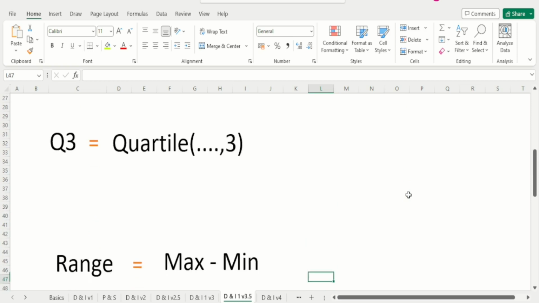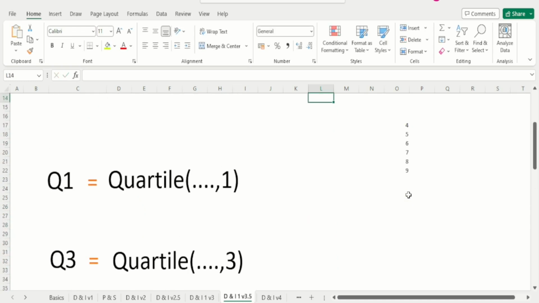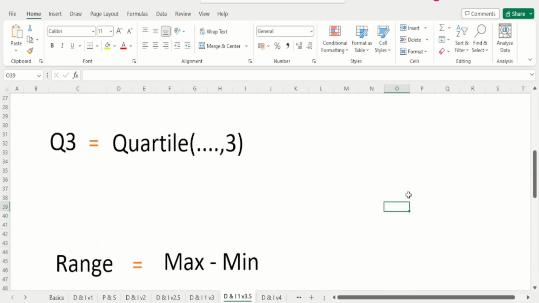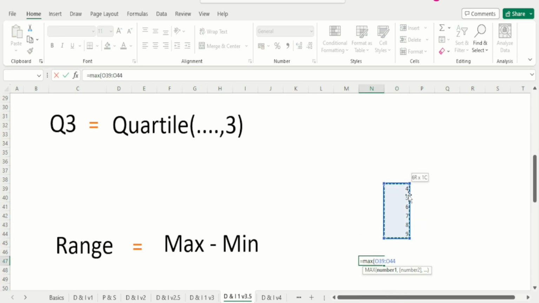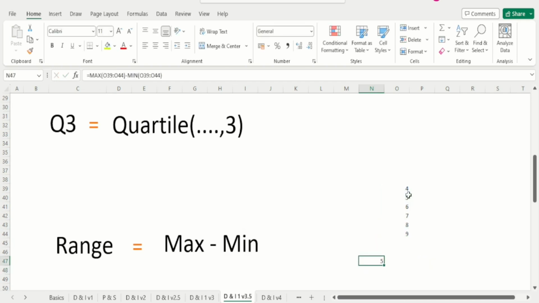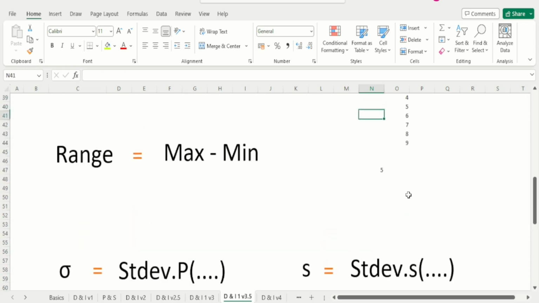You have quartile 1, quartile 3. Range is pretty obvious. We know that we have formulas for max and min within Excel, so we can simply use them. So for instance, let's say I just copy this distribution from here, or rather cut it and paste it here, right? If you have to calculate range of this, so your range will be nothing but the maximum value that you have for this data set minus the minimum value that you have for this data set. So that will give you the range in this case being 5. So that's range.